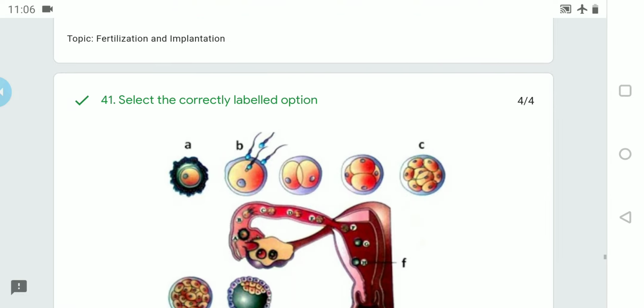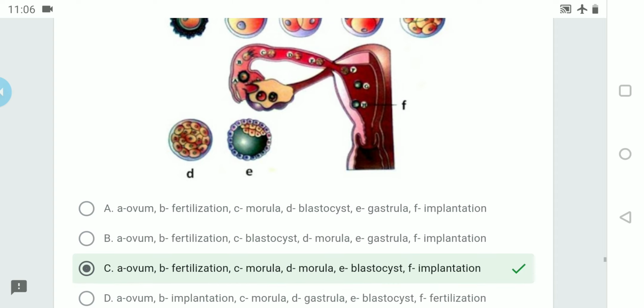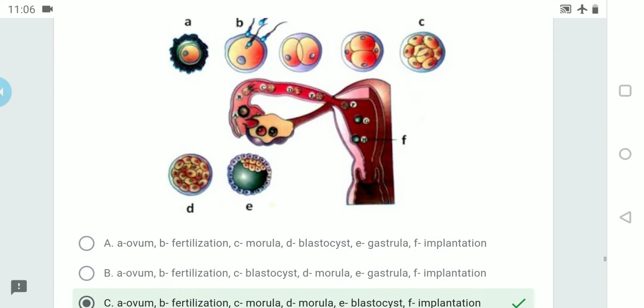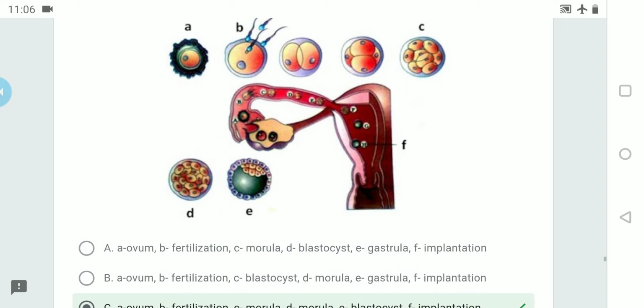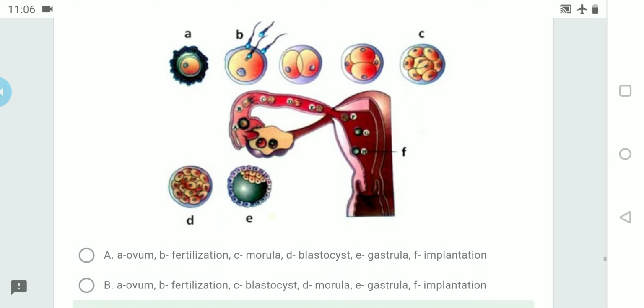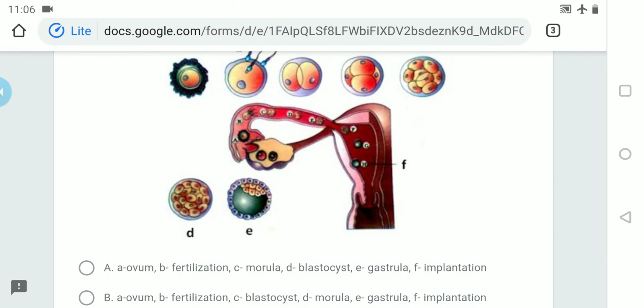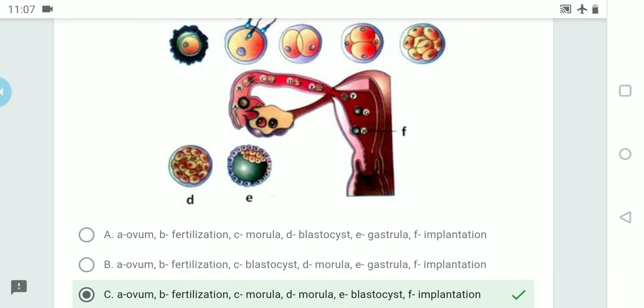Here, for fertilization and implantation, they have given a diagrammatic representation, isn't it? You should identify the structures they have given. I hope you can easily identify them. A is nothing but the ovum. Then when there is fusion of the sperm with the ovum, that is fertilization. Then C is nothing but the morula. That's the embryo with 8 to 16 blastomeres, called the morula, isn't it? D is also, that's what I said, 8 to 16 blastomeres, morula only.